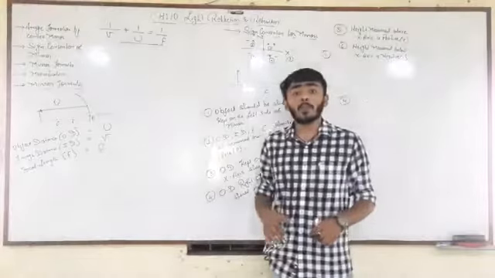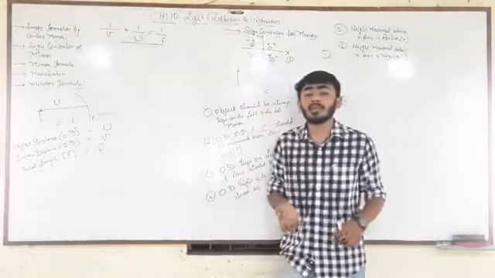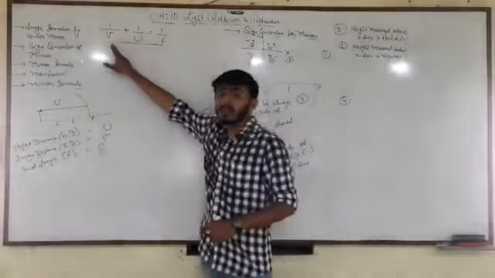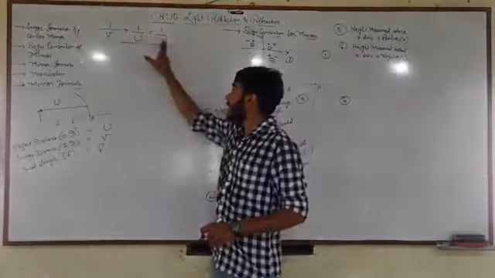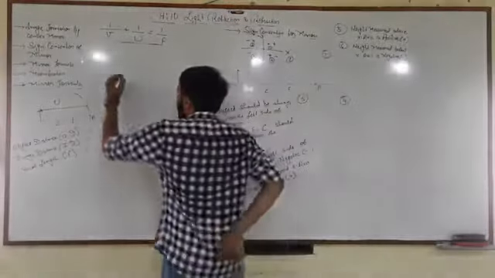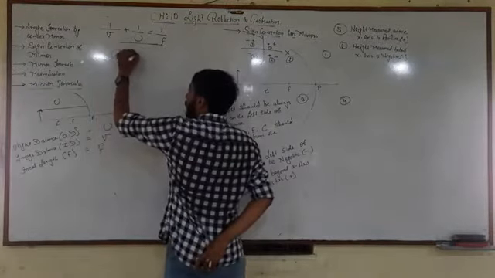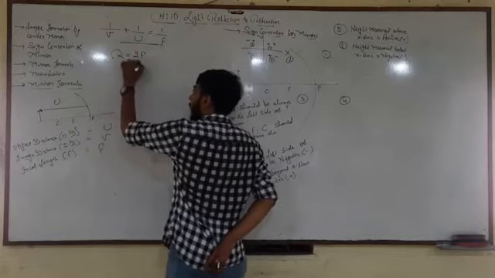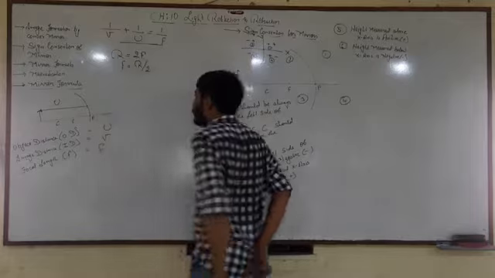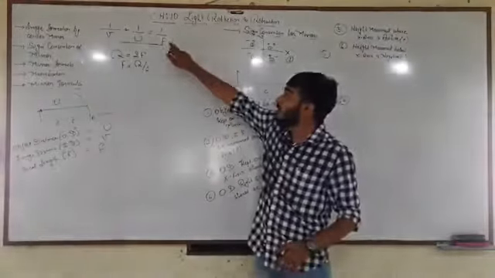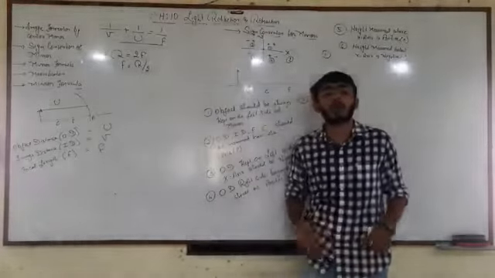That is 1 upon V plus 1 upon U is equal to 1 upon F, where V is the image distance, U is the object distance, and F is the focal length. Now we also know one more formula, that R is always equal to 2F. So we can also write F is equal to R upon 2. Instead of F we can substitute the value of R upon 2.